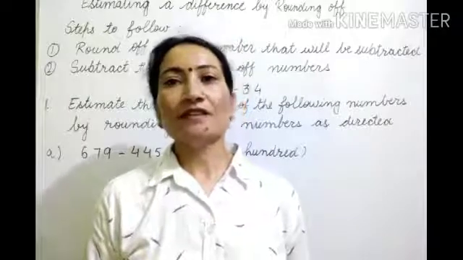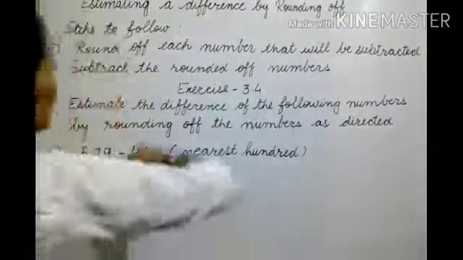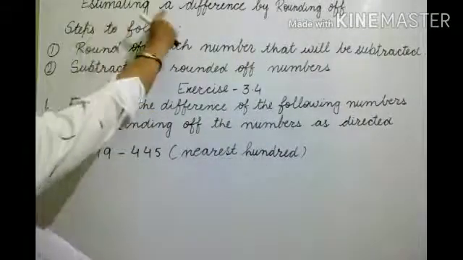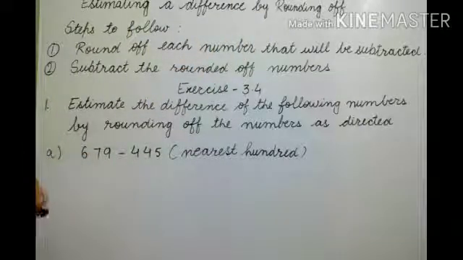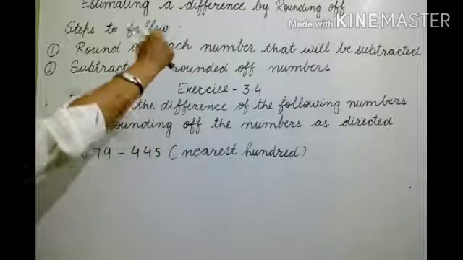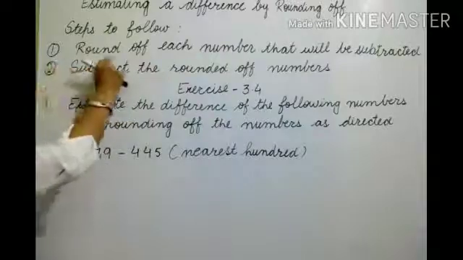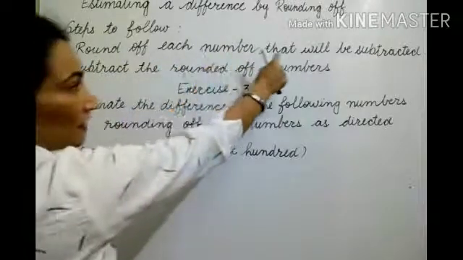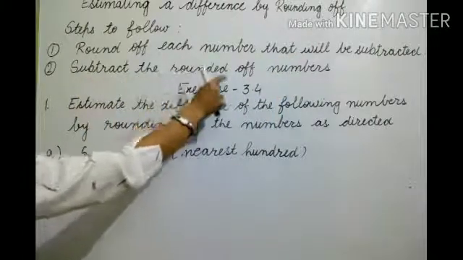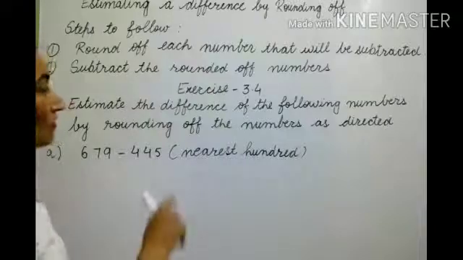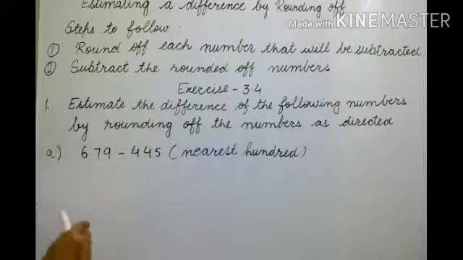Now let us do exercise 3.4. What is exercise 3.4? Estimating a difference by rounding off. This is the topic in exercise 3.4 question 1. So for that we have two steps to follow. First step is round off each number that will be subtracted. Second is subtract the rounded off numbers. So we will keep in mind both the points while doing our questions.